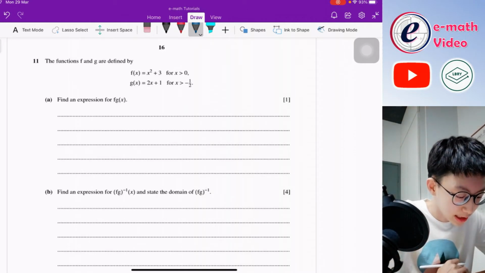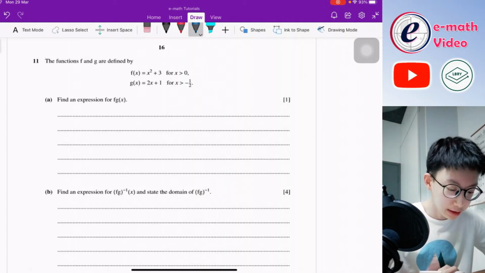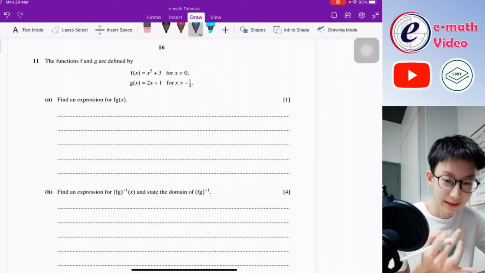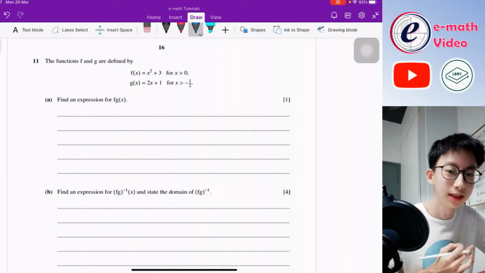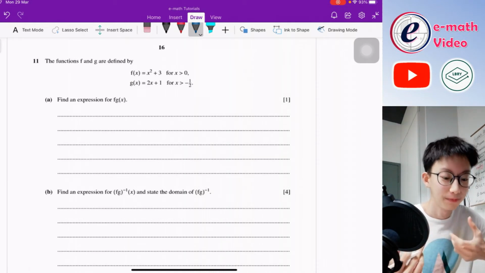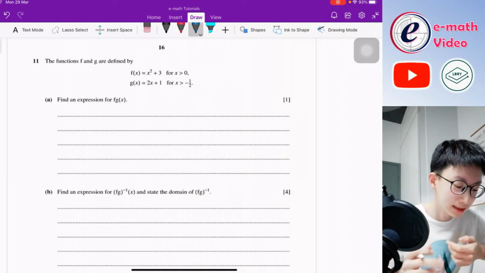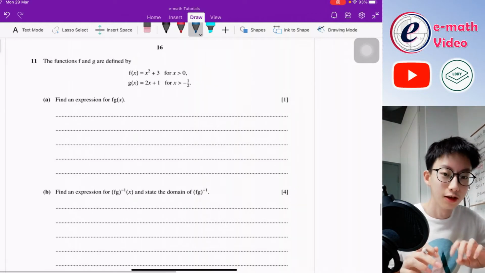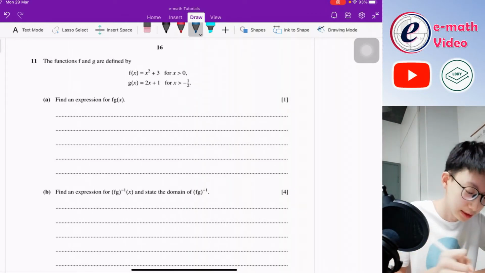Okay, find an expression of the composite f(g(x)). By the way, I don't like to write it like that because it's very confusing. It can mean the product of f and g, but I know in this case it actually means a composite function, so I will write it like this, okay?